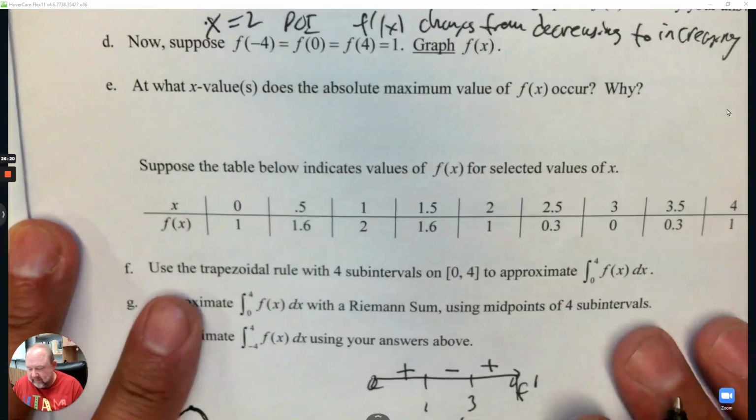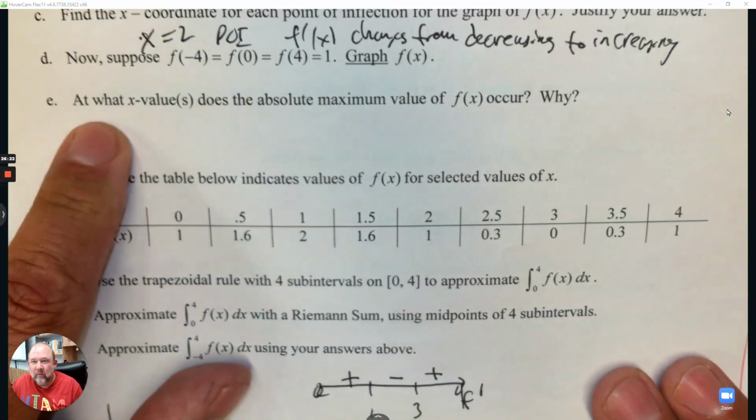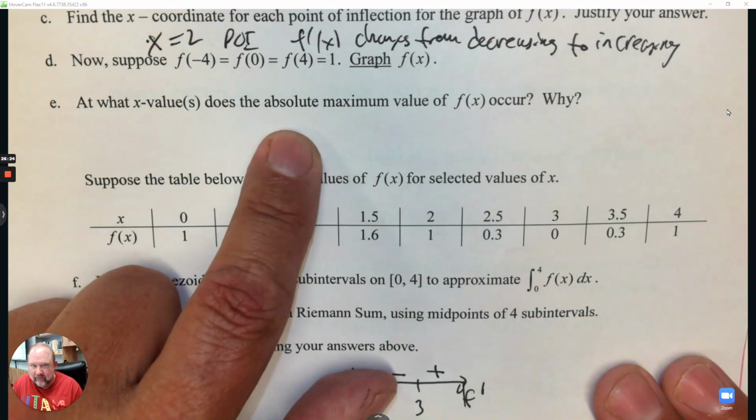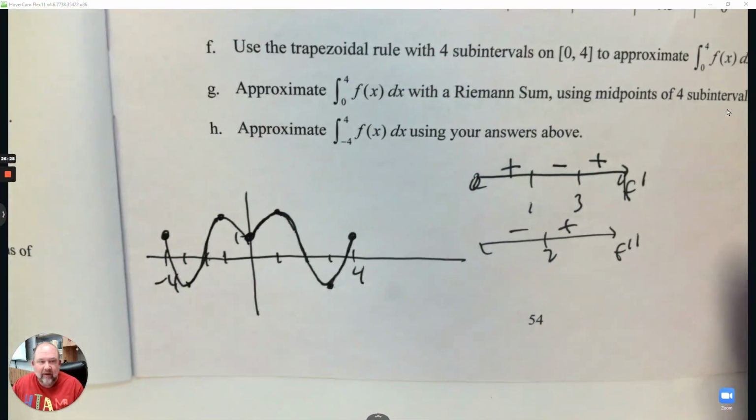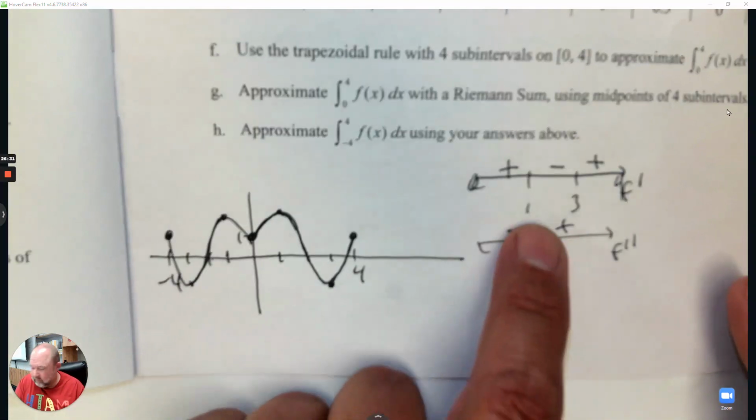I got more questions to answer. E, at what x value does the absolute maximum occur? And so when I look at this graph, you can see the absolute maximum would occur at 1.